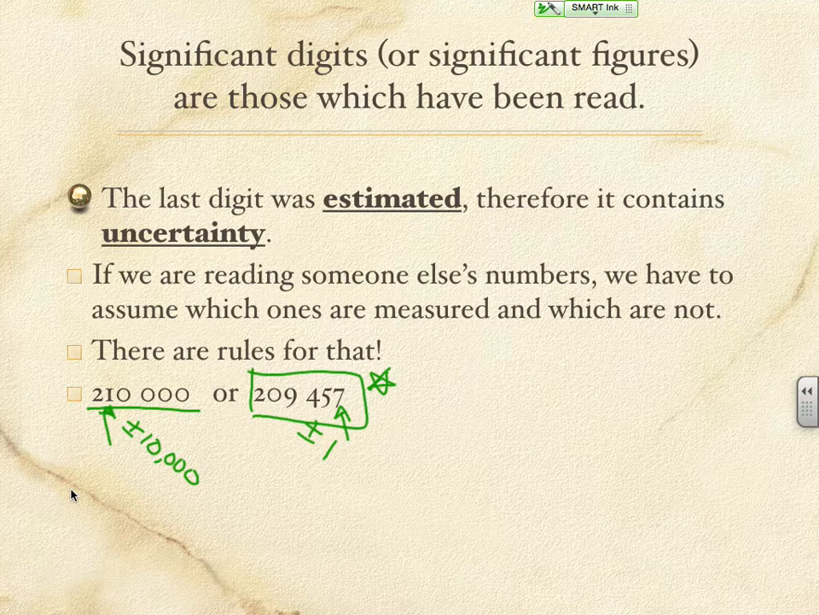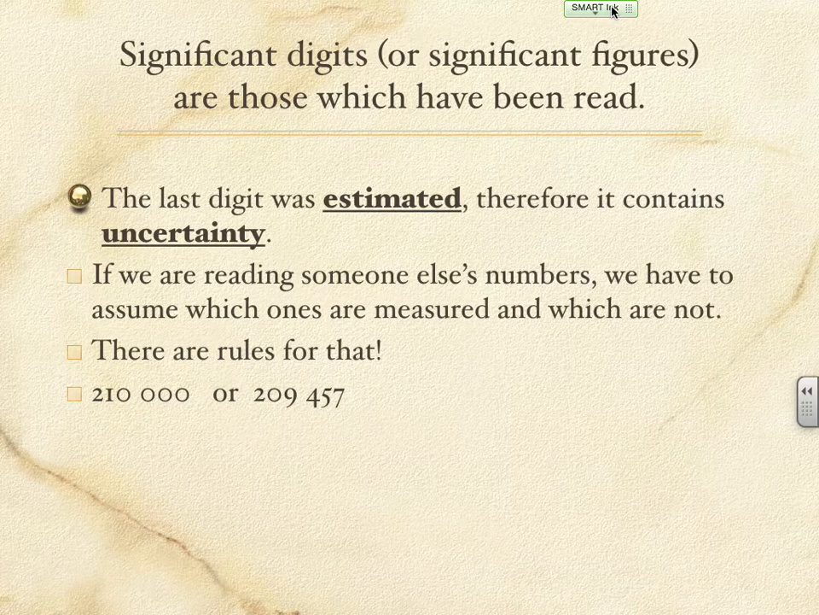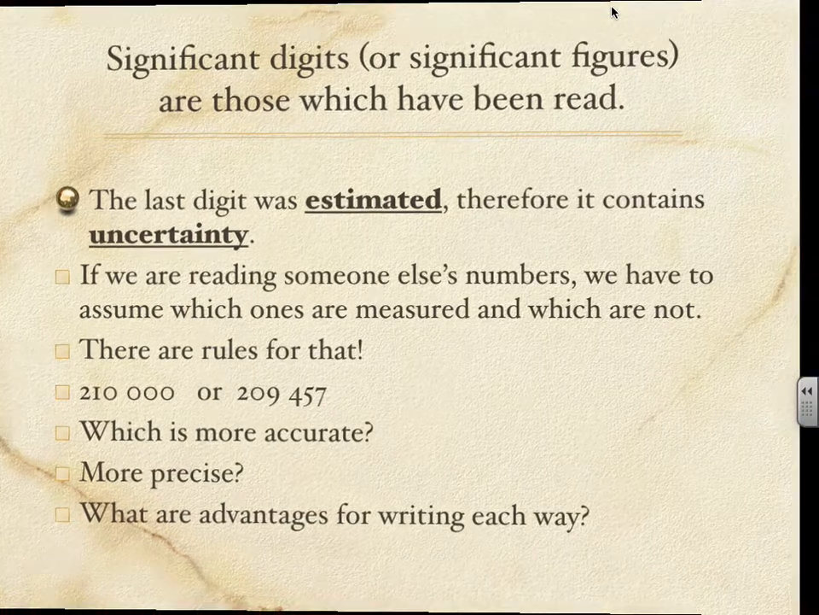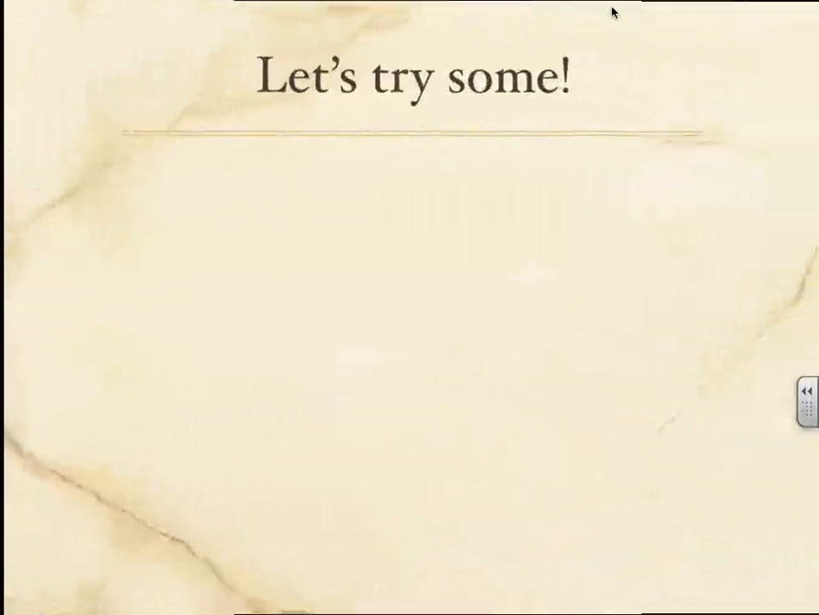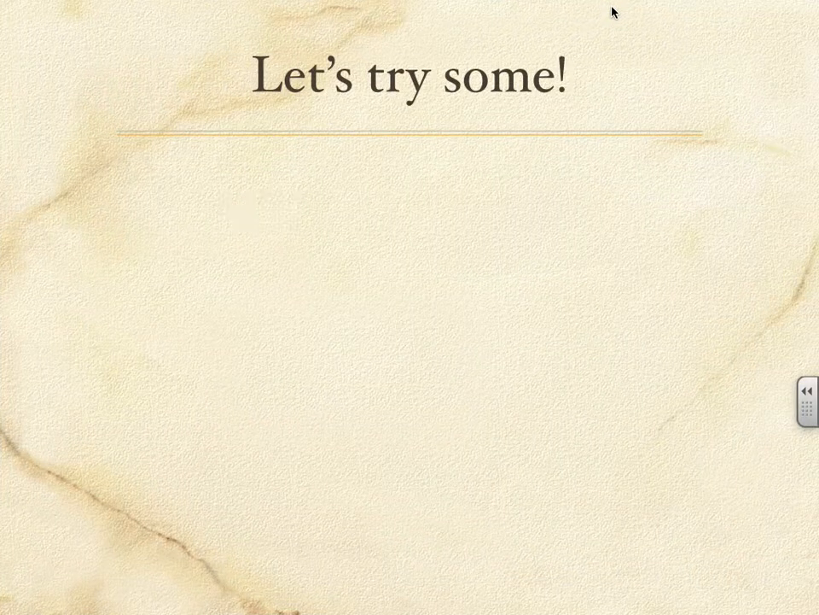On the other hand, how long is this one going to be accurate? It's give or take 10,000 people, that's probably going to be good for a couple years. So there's different meanings behind the numbers that we write down, and we're transmitting those differences by the way that we write it down.